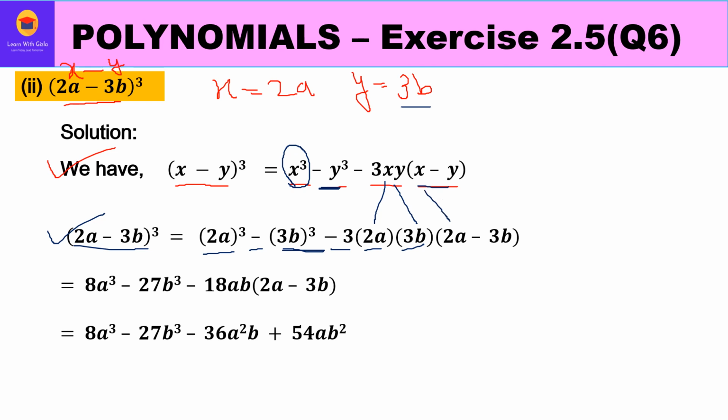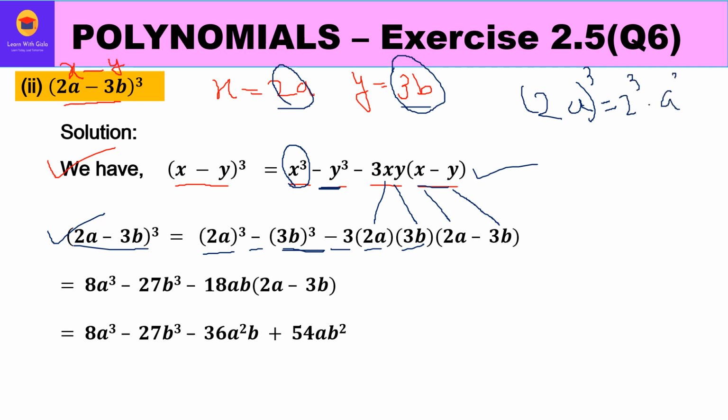So x is your 2a, y is your 3b. As it is, we are writing x as 2a and y as 3b wherever it is there in the identity. Right? Now 2a whole cube, as I have already explained, 2a whole cube means you will cube the 2 also and you will cube the a also. Both will be cubed, so it will be 8a cube. So accordingly we have written over here 8a cube.